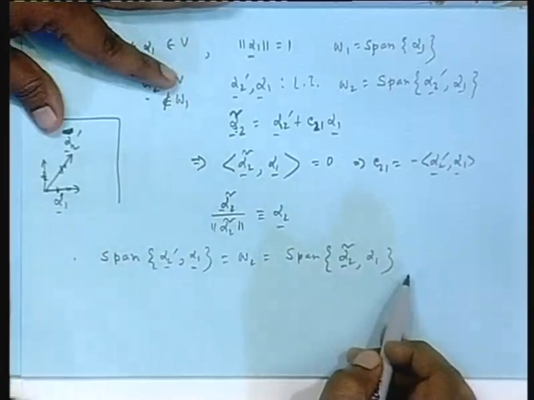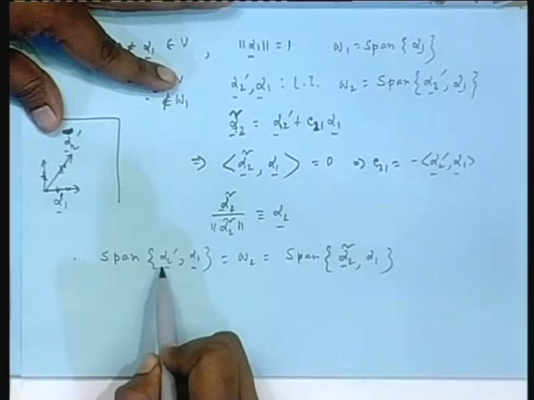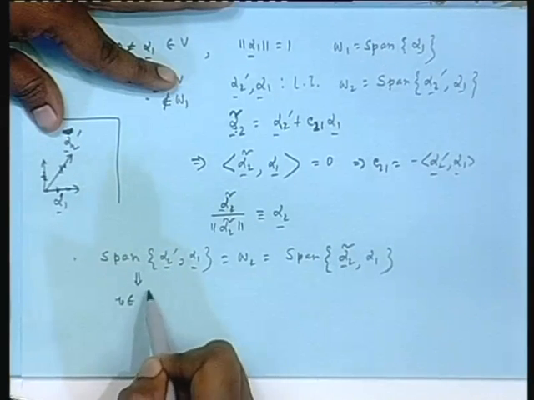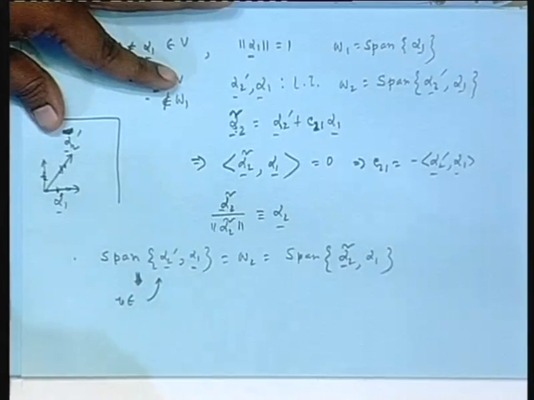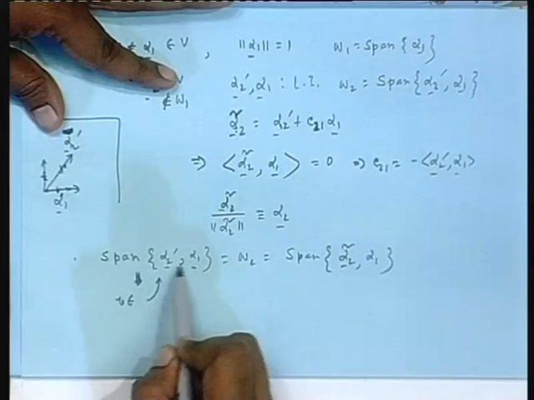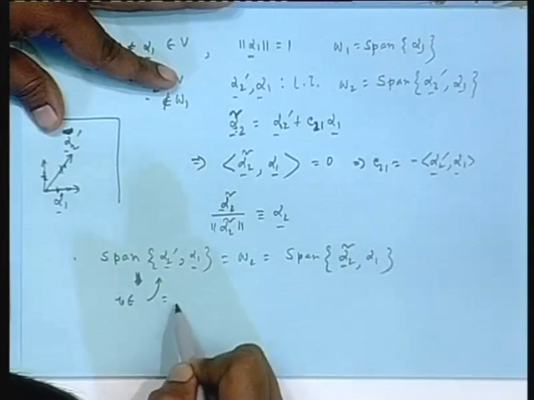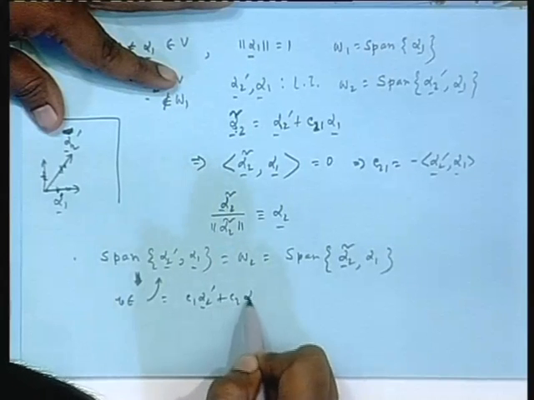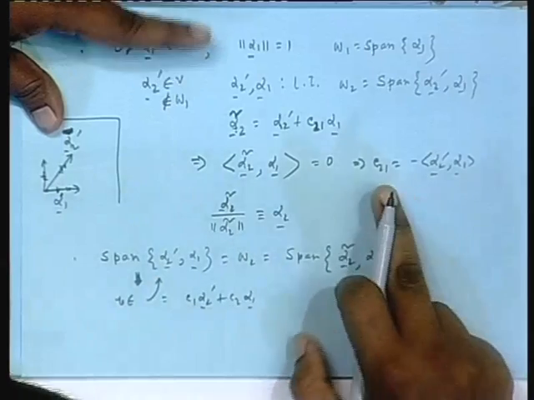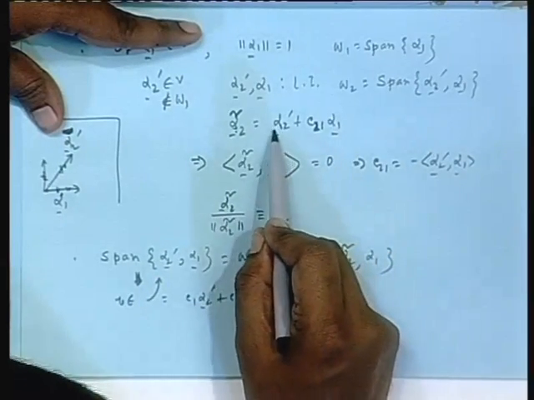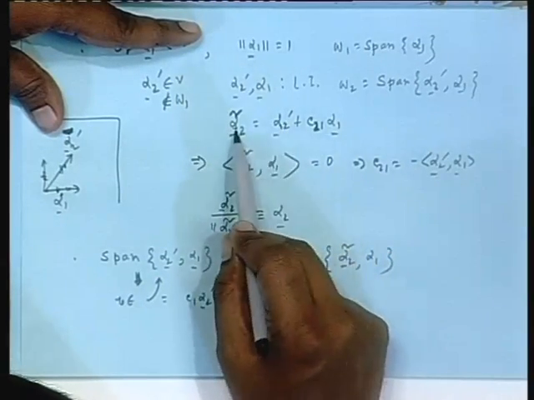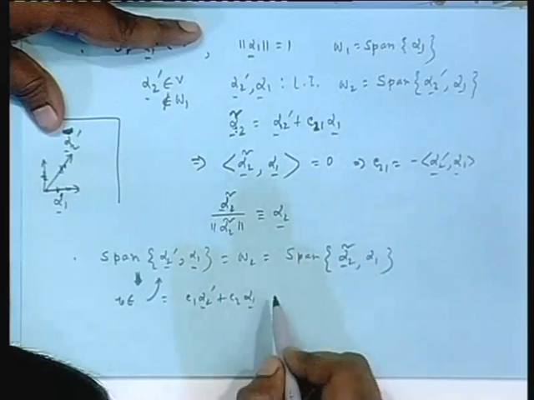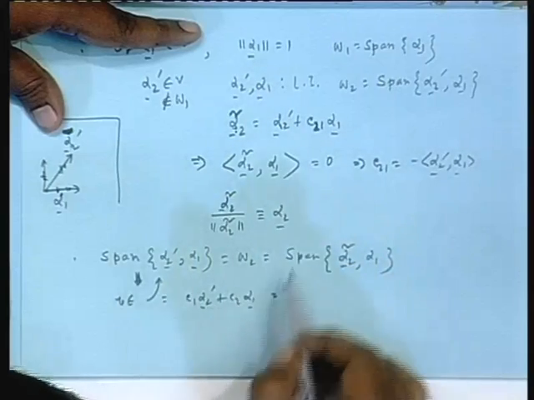Now, this is very easy to show. Consider any vector v, an element of this. That will be a linear combination of this, isn't it? That will be a linear combination, say C 1 alpha 2 prime plus C 2 alpha 1 in general, but alpha 2 prime, I have already found out, is alpha 2 tilde minus this. So, basically you replace alpha 2 prime by that.